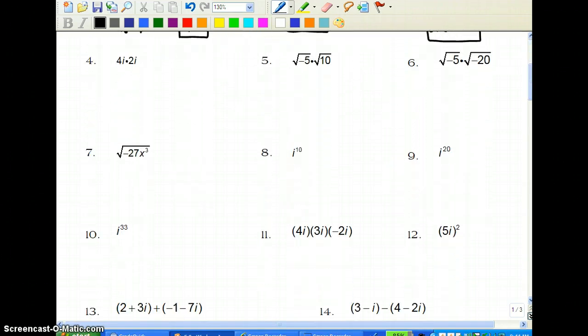i is treated just like any other letter, okay? So if you have 4i times 2i, you would have 8i squared. But what we want to remember is i squared is equal to -1. So that's 8 times -1, which is -8.